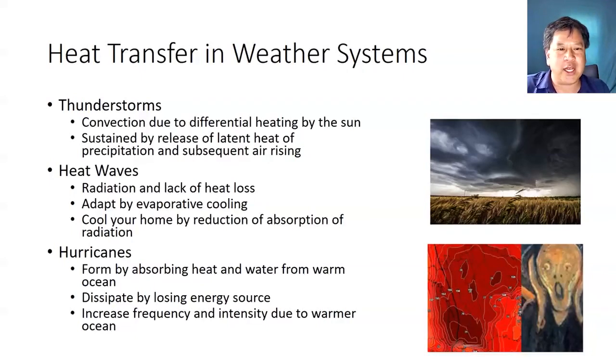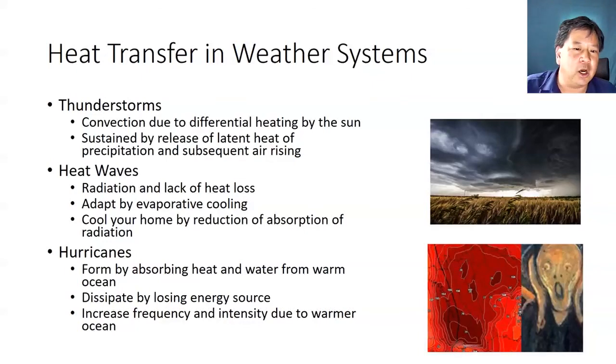Heat waves are when radiation comes from the sun and the air just doesn't move. There's no way to convectively cool the area, and the heat builds up. And some of the adaptations for that: you could adapt by cooling yourself, with evaporative cooling, or you could do something with your home in terms of reducing the amount of absorption of the radiation, like having a white roof, which is much better than a black roof, for example.